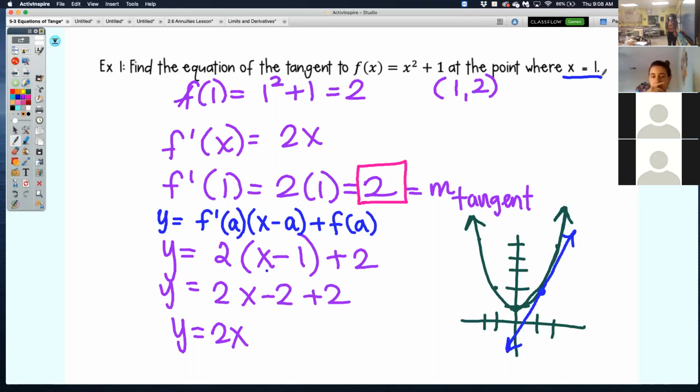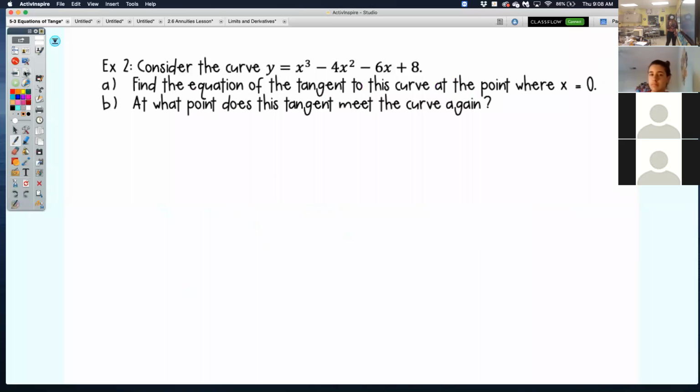Questions? Let's look at the next one. It says, consider the curve y equals x to the third minus 4x squared minus 6x plus 8. We are trying to find the equation of the tangent line to this curve at the point where x is equal to 0. So again, we're finding the equation of the tangent line. We're given the x coordinate of the point where the tangent line is touching, but we don't have the y coordinate.